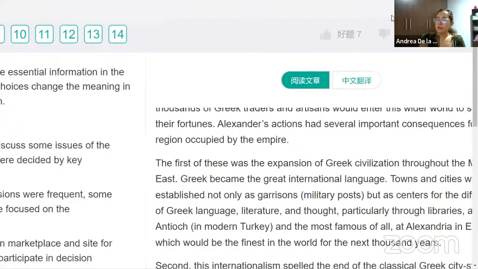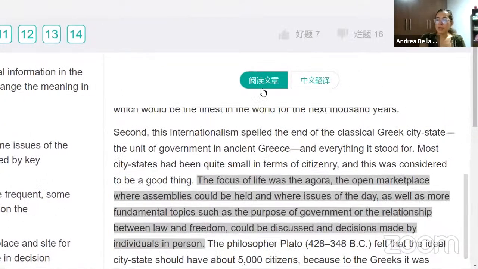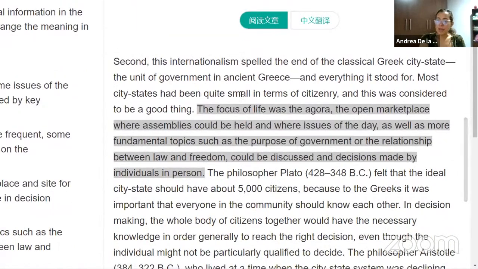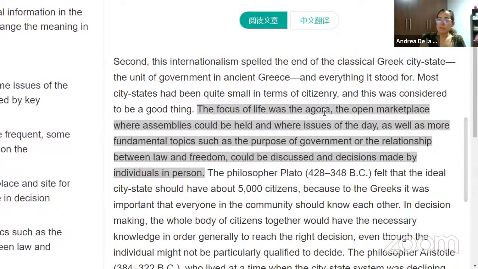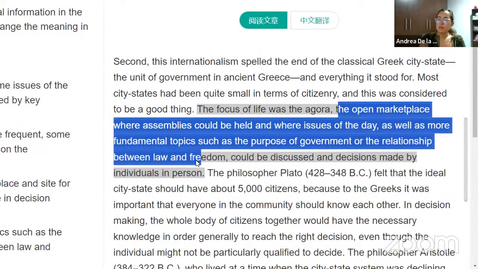Lo mismo pasa acá. La idea principal no es qué es el Agora, sino que el enfoque de la vida era este Agora. Y luego explican todo qué era el Agora. Pero esta sigue siendo la idea principal. Este sigue siendo el sujeto principal, the focus of life. Es el verbo principal, was, y este es el complemento, the Agora. Entonces, todo esto es una explicación.